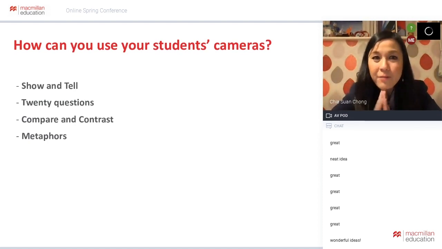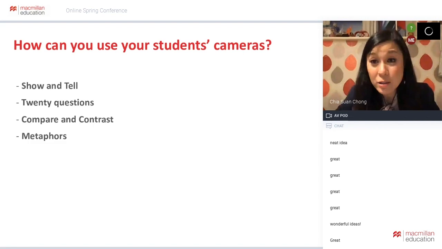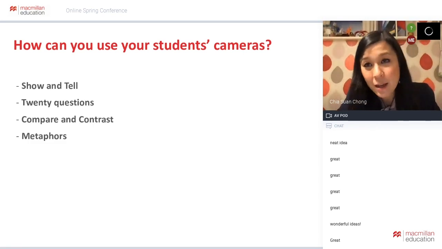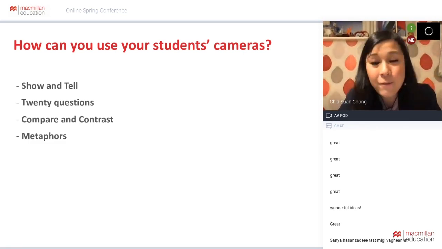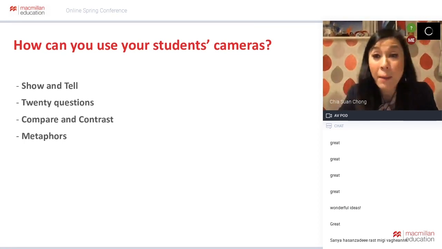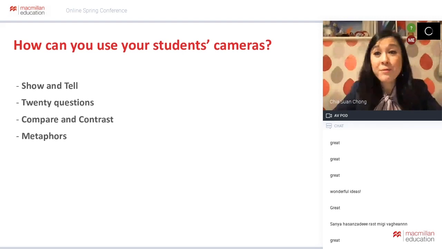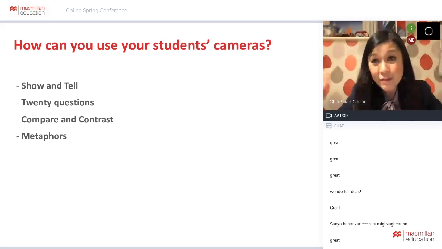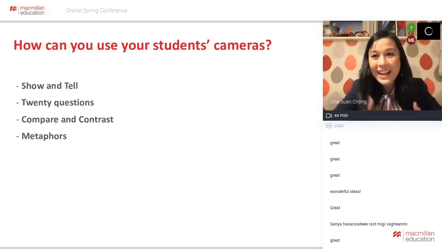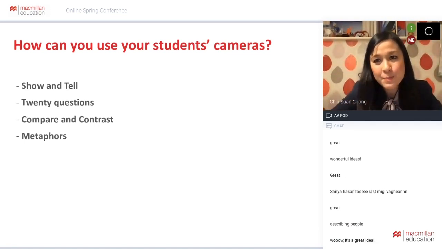Metaphors, using the camera for metaphors, right? You tell your student, as homework today, go home and take a photo of something that you feel represents peace or happiness or problems in society today. Pick a topic, give them the phone, tell them as homework they have to take a photo. They bring it in the next day and they have to present to the class or to their partner and say why they've chosen to take this particular photo.